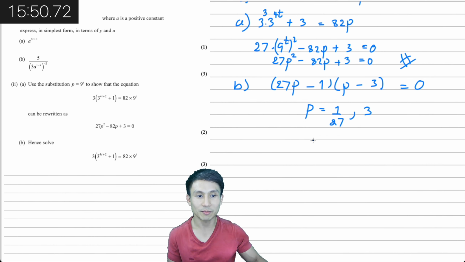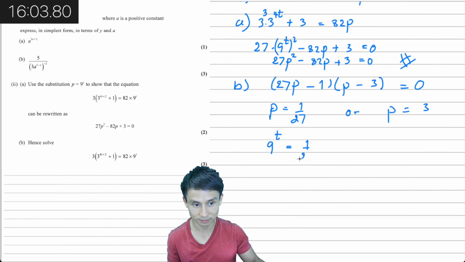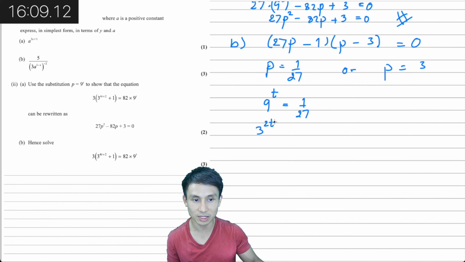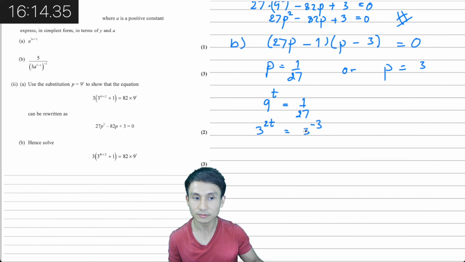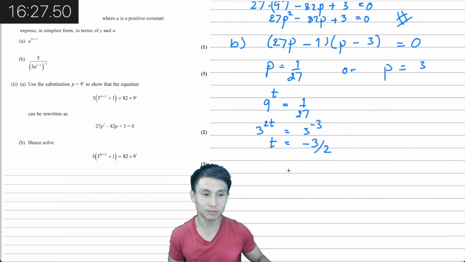That means we're going to split now. P equals 1 over 27 or P equals 3, because we let P earlier be 9 to the T. So for the first case, we have 3 to the 2T equals 3 to the minus 3. This is 1 over 3 to the 3, using a law of indices: you bring the power up to be a negative. So that means T here would be minus 3 over 2. You equate the powers and then you get T that value.